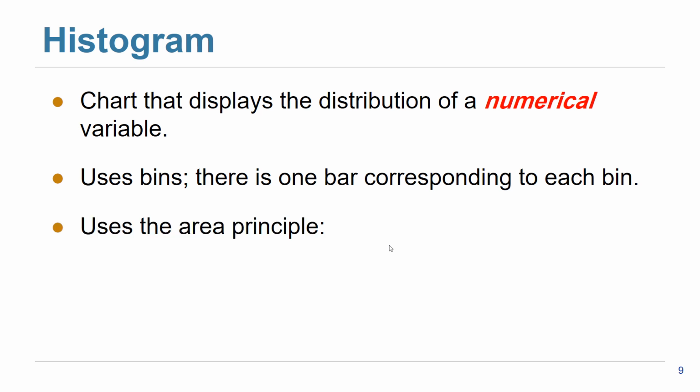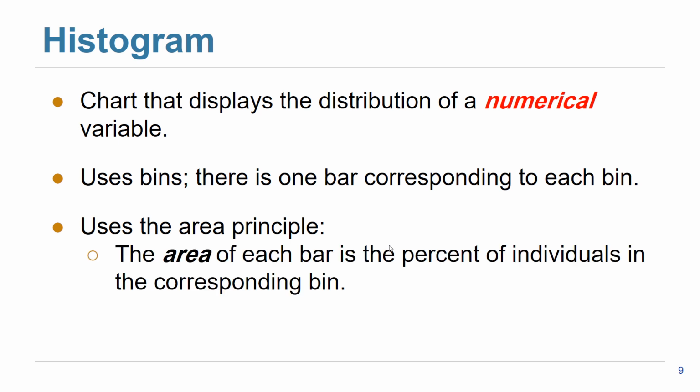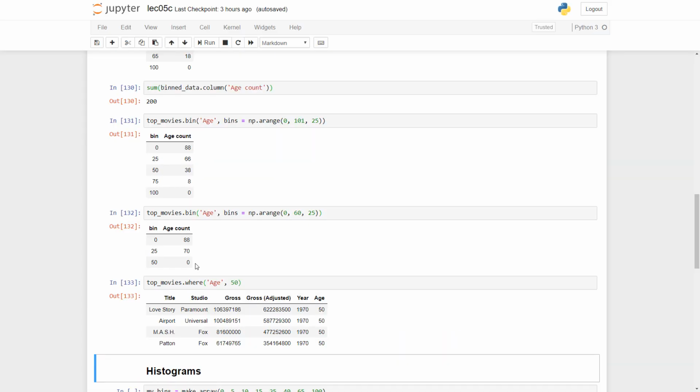Okay? The other principle, which is the area principle, will indicate that the area of each bar is the percent of individuals in the corresponding bin. Okay, we will see that very soon in an example. But it's not the length. Remember, in the bar chart, the length of the bar indicates the value, right? Here, it's not the length. The area of each bar indicates the percentage of the population. Okay, let's see a demo, and that should be clear by the demo.